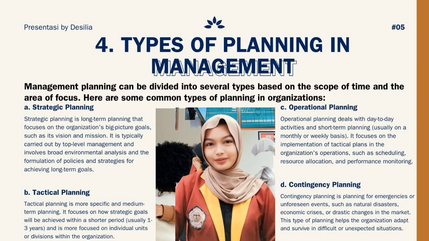B. Tactical planning. Tactical planning is more specific and medium-term planning. It focuses on how strategic goals will be achieved within a shorter period, usually 1 to 3 years, and is more focused on individual units or divisions within the organization. C. Operational planning. Operational planning deals with day-to-day activities and short-term planning, usually on a monthly or weekly basis. It focuses on the implementation of tactical plans in the organization's operations, such as scheduling, resource allocation, and performance monitoring.